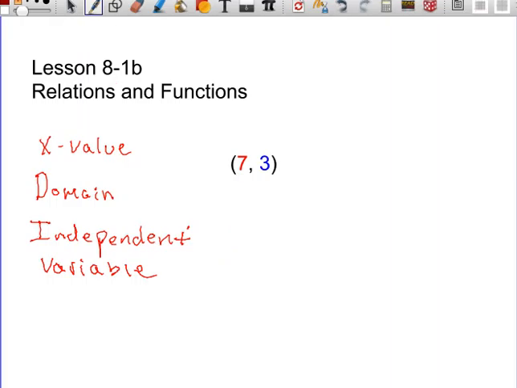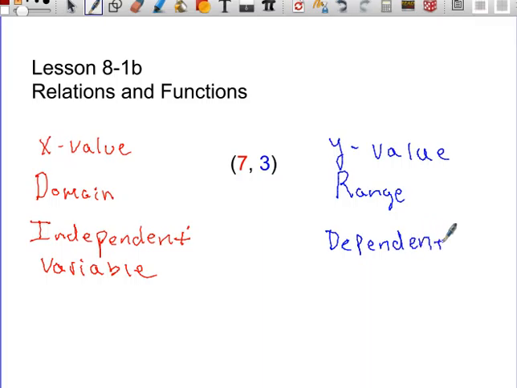The other part of the ordered pair, what's another name we use for this? Range. We call it the range. What else? Y value. And of course, since we have an independent variable, we're also going to call the y value a dependent variable. What does dependent mean? It has to rely on something else.